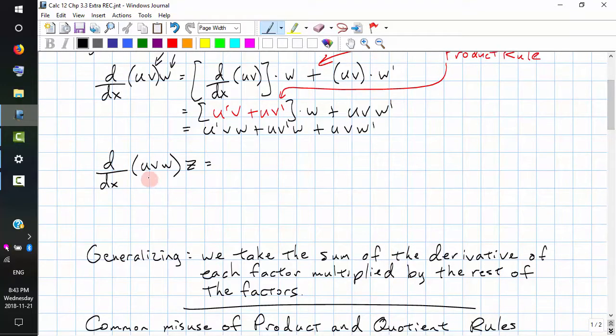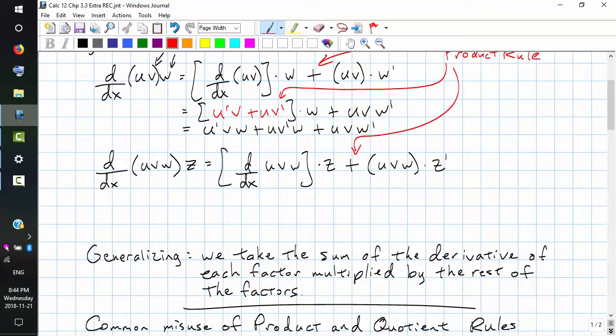We're going to do the derivative of u times v times w times z. We just found the derivative of u times v times w, so we're going to put that in brackets. So we're going to do the derivative of u times v times w, times z, plus u times v times w times the derivative of z. Again, we're using the product rule here. The derivative of the first times the second plus the first times the derivative of the second.